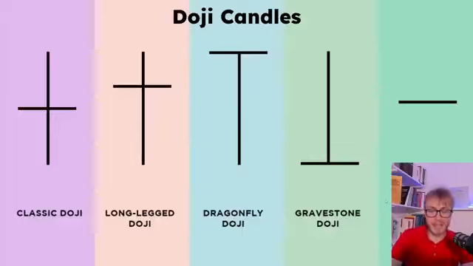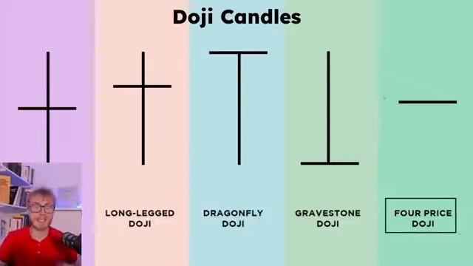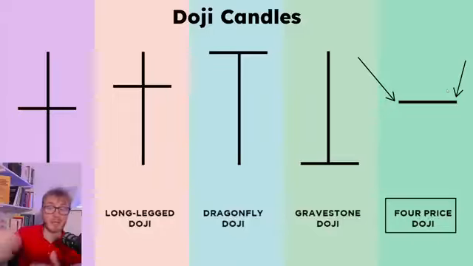The last doji candle is a very weird one. You can't see it right now, so let me move my camera so you can see the name. The last candle here is called the 4-price doji. This one is not too important to learn because it's very rare. It's very, very rare to find these 4-price dojis in the markets. This pattern is basically when the price opens and closes at the same level, and during the candle it doesn't really move at all.